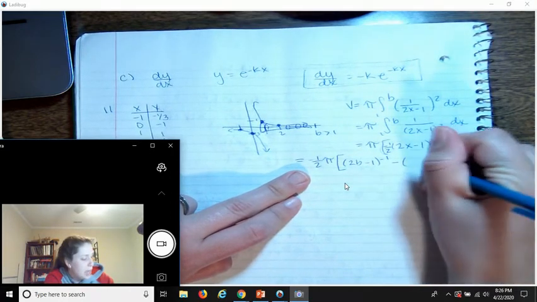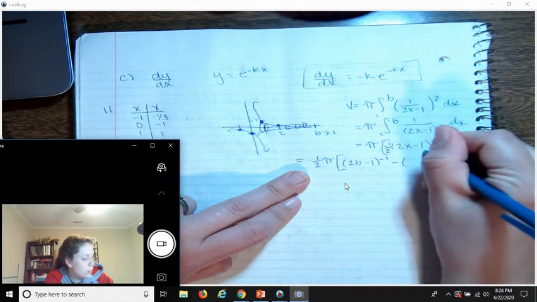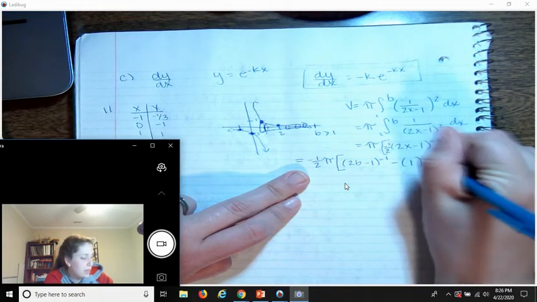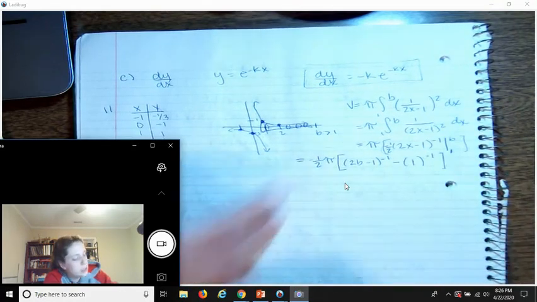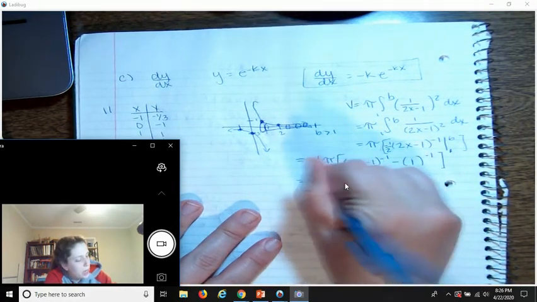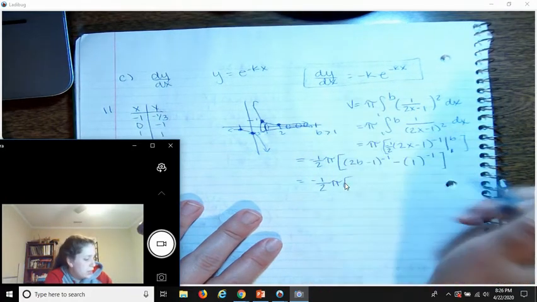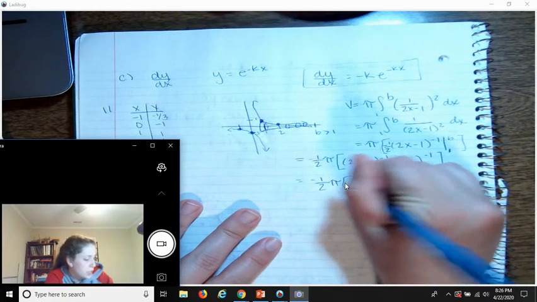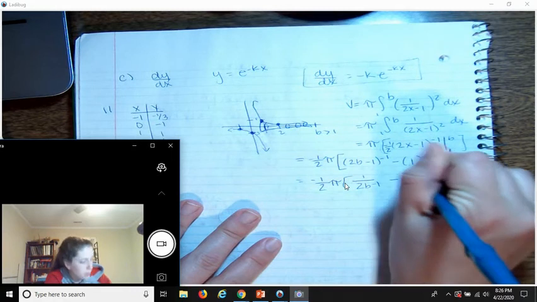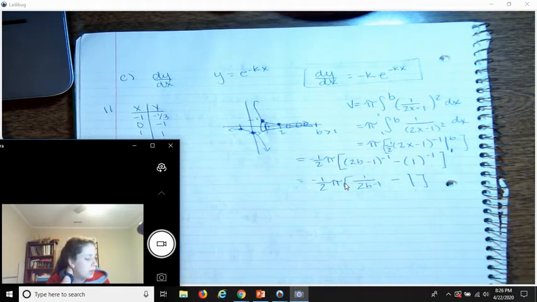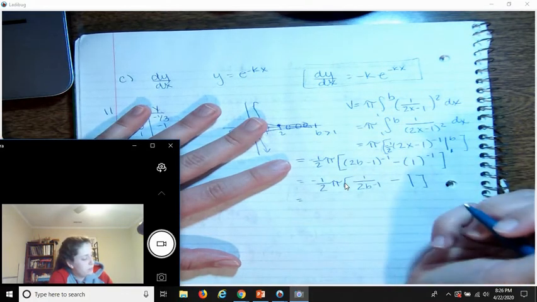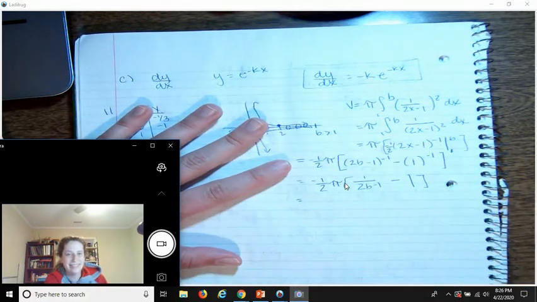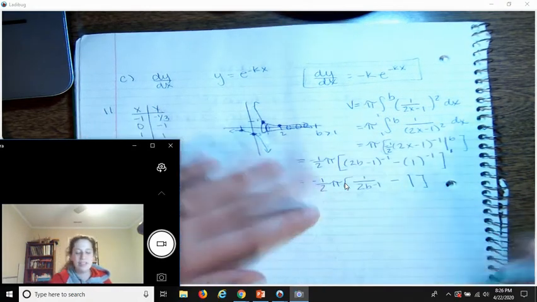That's what I missed on my paper. Minus, and then when I sub in 1, I get 2 minus 1, which is just 1 to the -1 power. Okay, so this ends up being -1/2 pi. And then 1 to the -1 is just 1. So this is 1 over 2b minus 1, minus 1. That's ugly, but whatever. Feel like I could probably make this prettier. Or we could just leave it. Let's just leave it. So if you got something like that, that's fine.